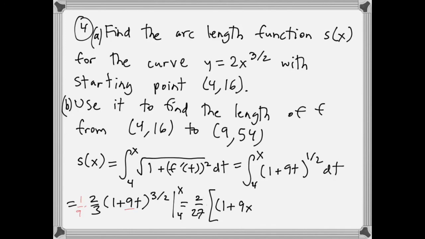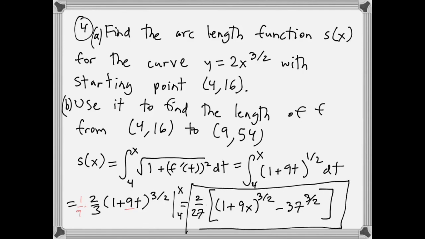So we get 1 plus 9x to the 3/2 minus, and then if we plug in 4, we get 9 times 4 is 36, plus 1 is 37. So we get 37 to the 3/2. So that's our answer. Let me write that down. That's fine. I don't have to rewrite it. This is my answer to part A.